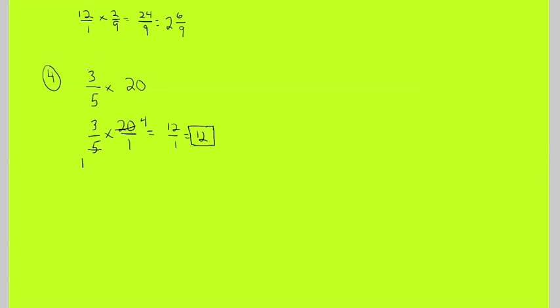And again, we could have taken the same fraction here, 3/5 times 20 over 1. 3 times 20 is going to give us 60. 5 times 1 is going to give us 5. And 60 divided by 5 is 12. So even if you don't cross simplify, you'll still end up with the same answer. You'll just have to reduce. And that is how we multiply a whole number by a fraction.